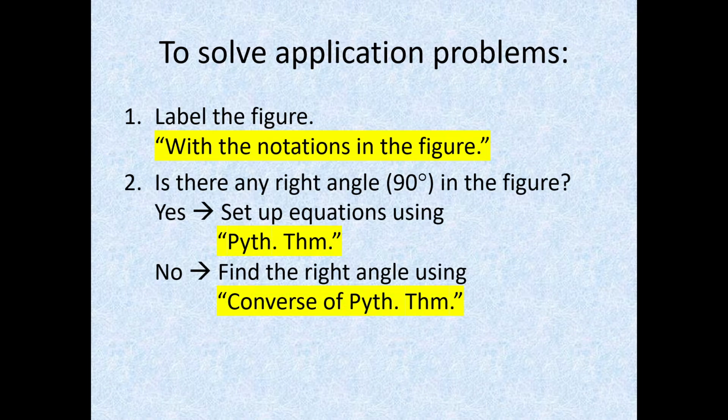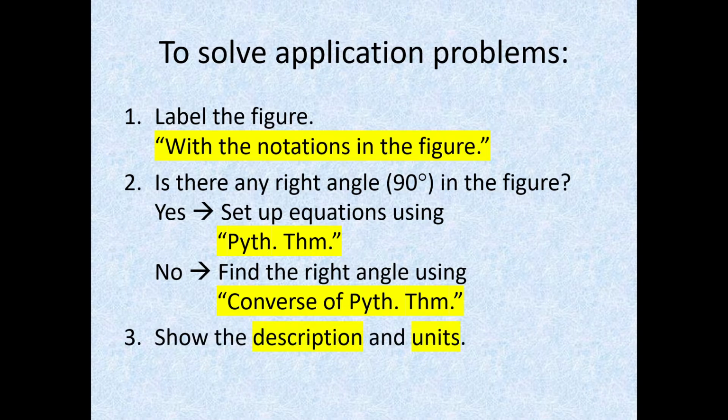Step 2. We need to look at the figure to see whether we have any right angle or 90 degree. If yes, then we can apply the Pythagoras theorem to set up equations. If no, then we have to find out the right angle first using the converse of Pythagoras theorem. Step 3. We need to answer the questions by showing the description and the units.